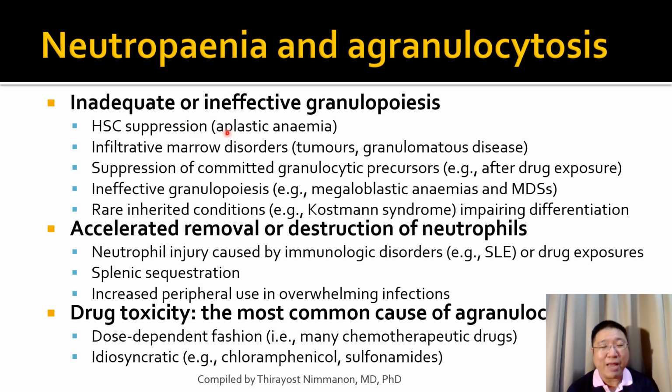which can be seen in aplastic anemia. Some common causes of aplastic anemia are drug toxicity or some infections. There are different causes, or it can also be idiopathic. Another cause is infiltrative bone marrow disorders, including tumors or granulomatous disease. The most important granulomatous disease in Thailand is tuberculosis.